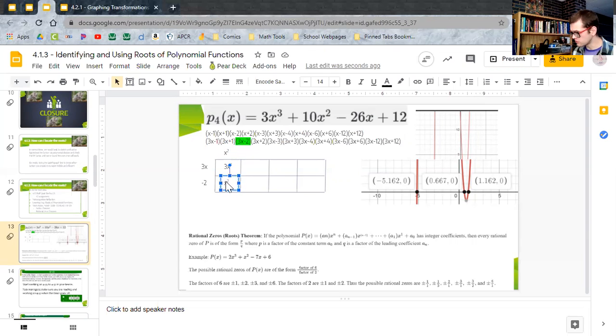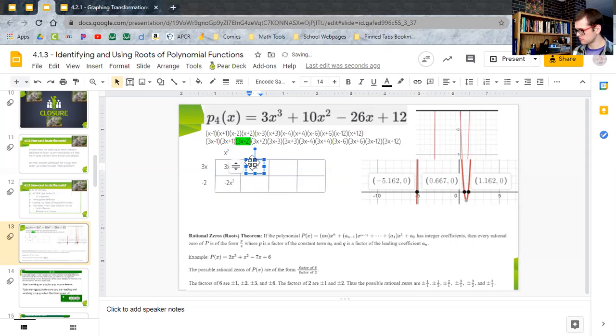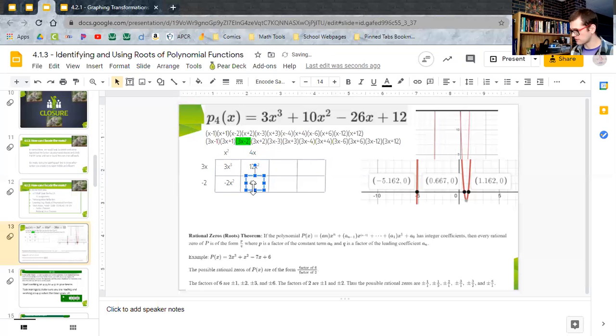x squared times -2 is -2x squared. I need the x squareds to add up to positive 10x squared. So I'm going to duplicate that, which means this probably needs to be positive 12x squared. Right? And 3x times something gives me 12x squared. So this should probably be 4x. Put it down there. 4x times -2 is -8.